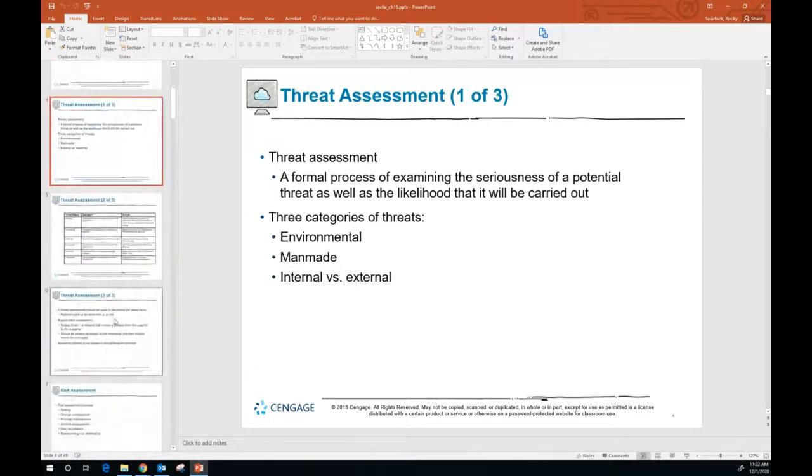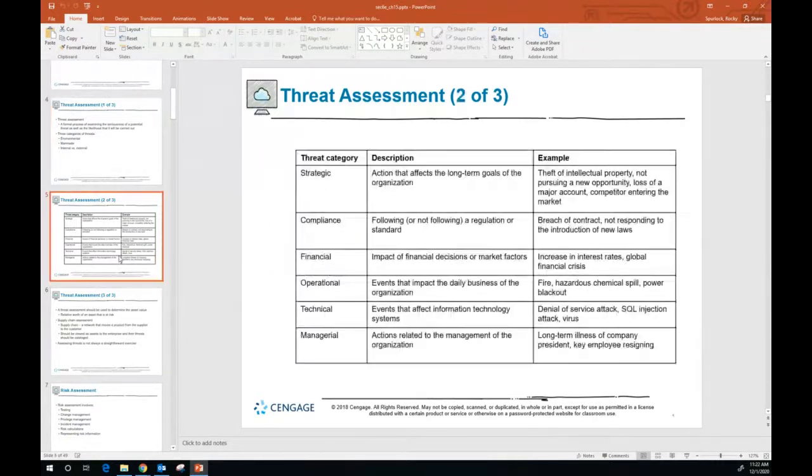Threats can be further broken down into three different categories: environmental, man-made, or whether it's internal versus external. We can also look at threat categories, whether it's strategic, compliance, financial, operational, technical, or managerial. Strategic threats are actions that affect the long-term goals of the organization. Examples are the theft of intellectual property, maybe not pursuing a new opportunity, or maybe a new competitor has entered the market.